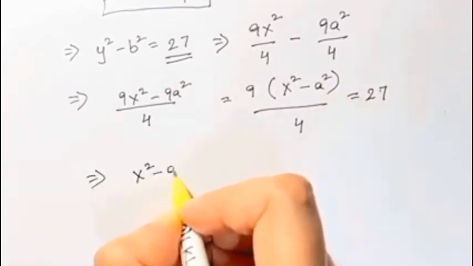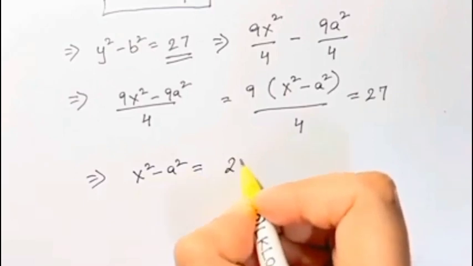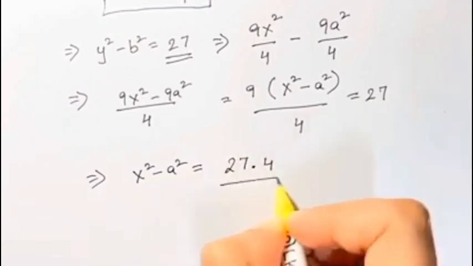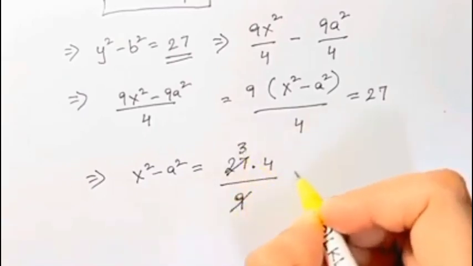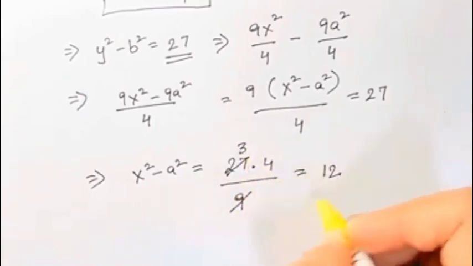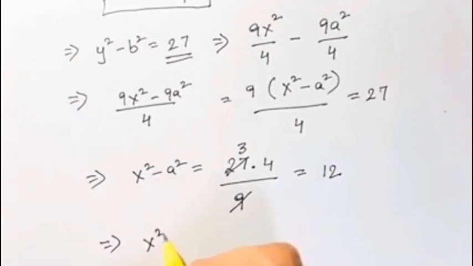X square minus a square is equal to 27 times 4 divided by 9. 9 times 3 is 27. 3 times 4 is 12. So we got the value of x square minus a square is equal to 12.